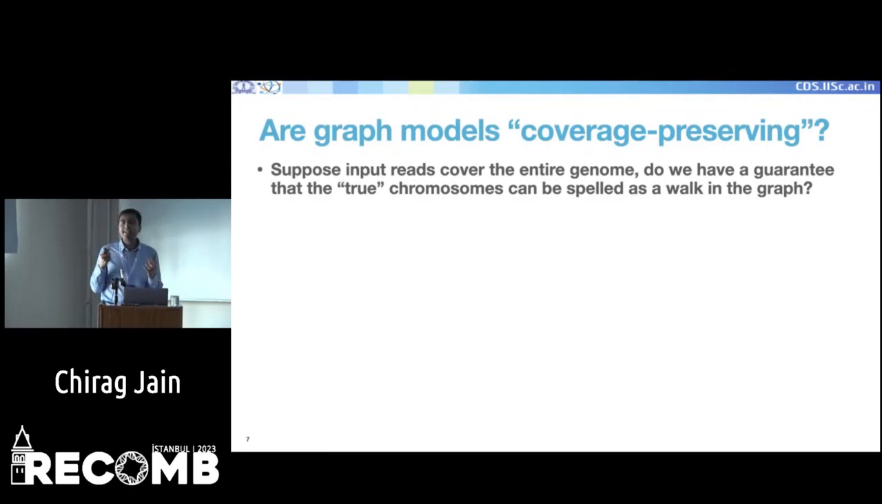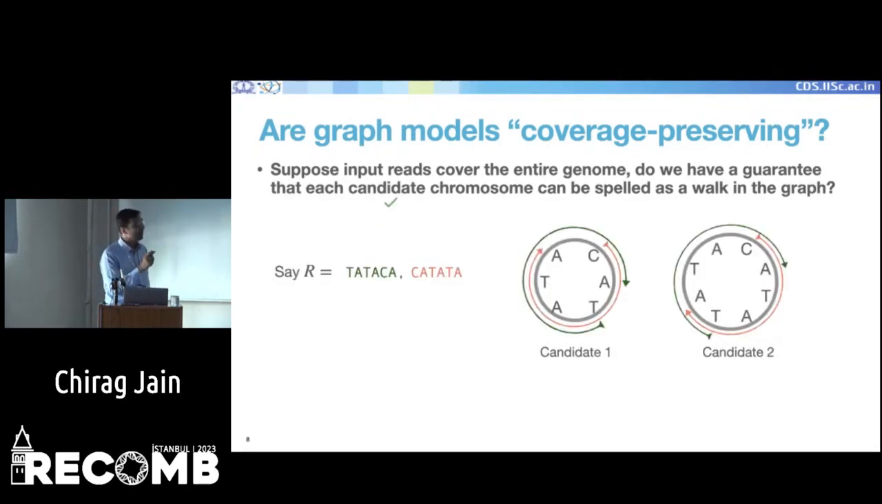Right? So that's a fundamental guarantee that you would want from a graph model. First, I need to convert this question into a well-formulated problem to be able to answer it. Because this true chromosome is not a well-defined term, because this is not known a priori. So to convert this into a well-formulated question, what we do is, we instead ask, suppose the input reads cover the entire genome, do we have a guarantee that each candidate chromosome can be spelled as a block in the graph? Now what do I mean by candidate chromosomes?